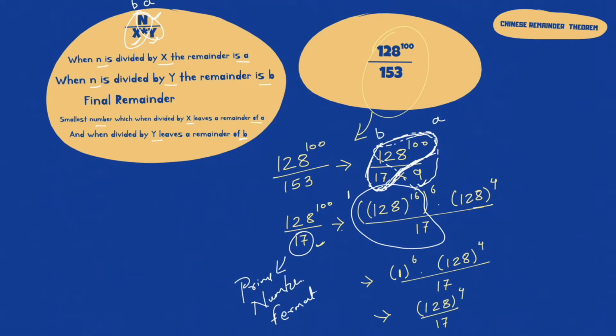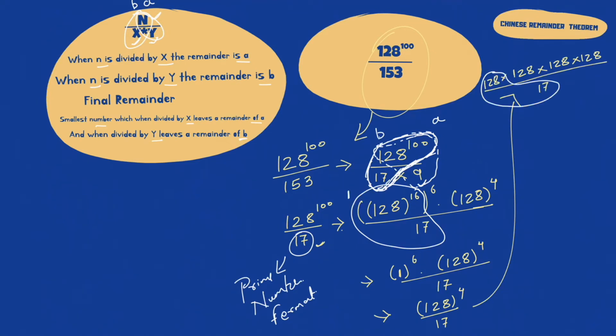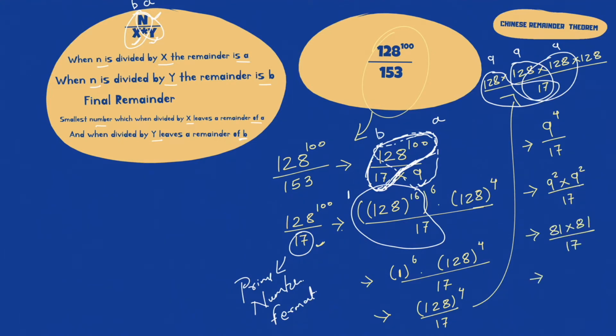What is the remainder for this? I can solve this now by a split up. Normal split of 128 into 128 into 128 into 128, divided by 17. Find the remainder for 128 divided by 17, which is nothing but 9. So I'll get 9, 4 times. So the same problem can be written as 9 raised to 4 divided by 17. Now to further simplify this, I'll write this as 9 square into 9 square divided by 17. 9 square is 81, so 81 into 81 divided by 17.